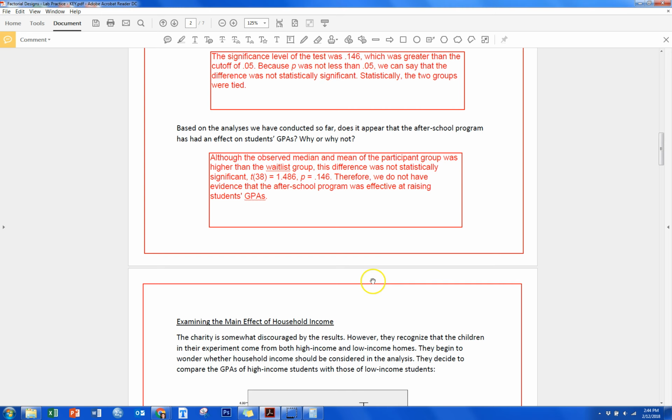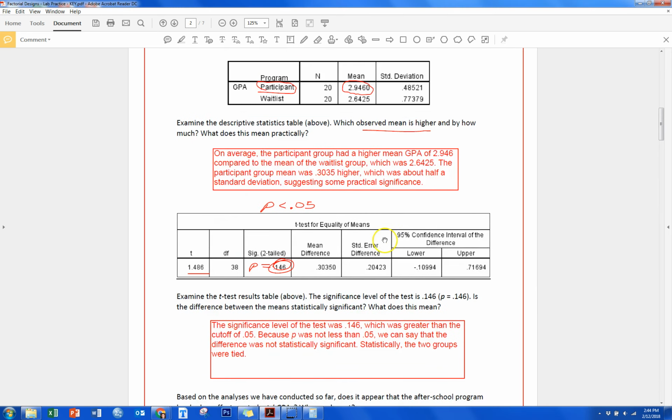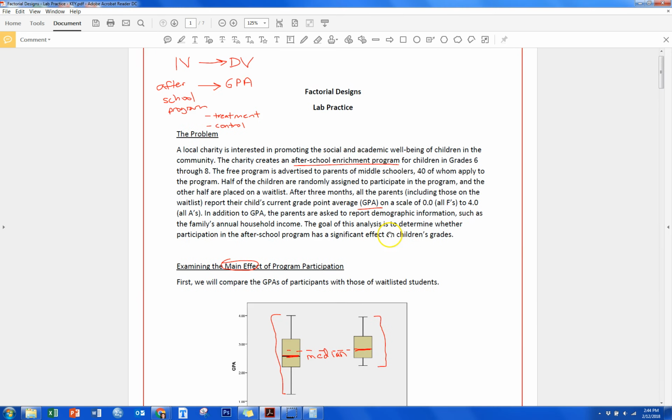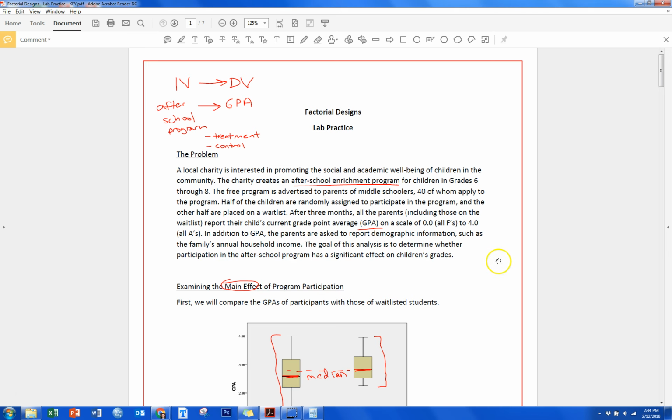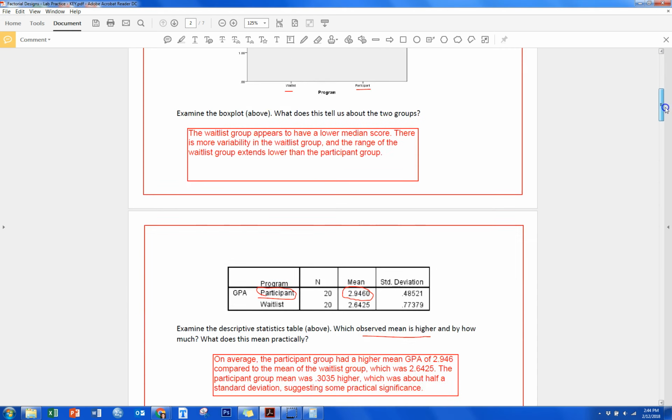Now, the story continues, right? So we have other information about these students. We know about their family's annual household income. Right, so now we're going to include this in the analysis and see if this tells us something more.